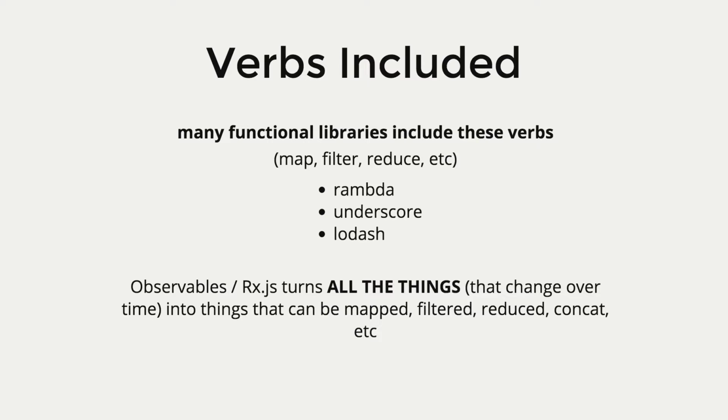And then things like observables, RxJS, essentially turn all things that change into these things that can be mapped, filtered, reduced, concatenated, right? Those mouse clicks, just anything that changes over time. This provides an API to map and filter and reduce all those types of things. So it's like an array over time. With me?